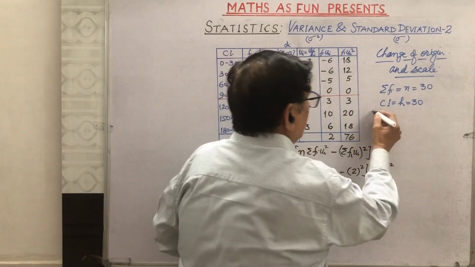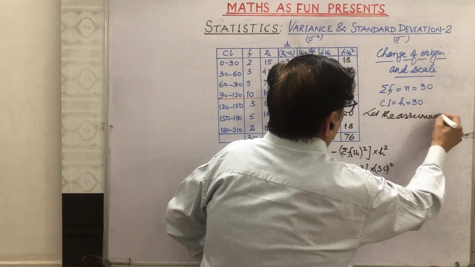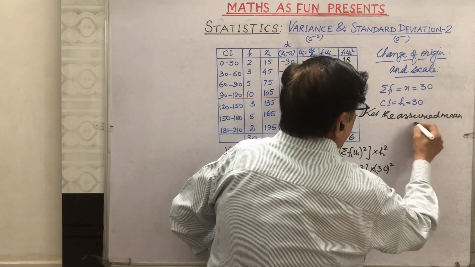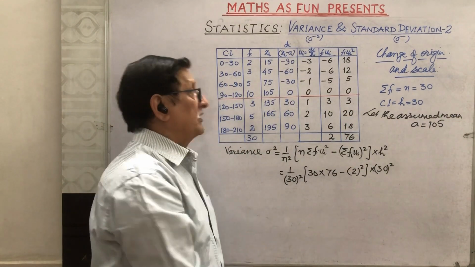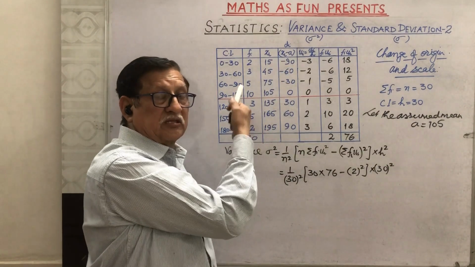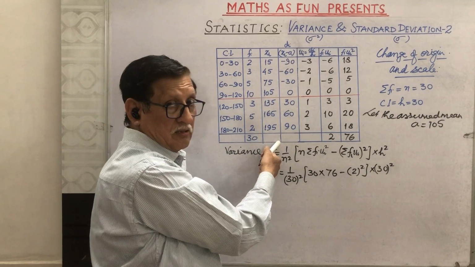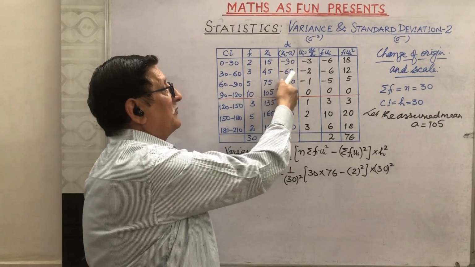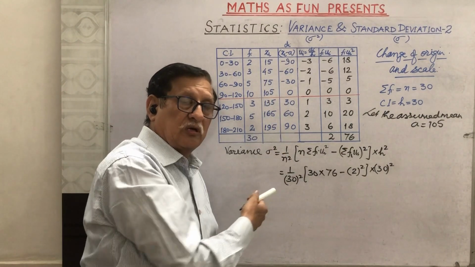Here also we are taking, let the assumed mean A be 105. In that case, we have to find out di, that is the deviation from A, xi minus A. And it is minus 90, minus 60, minus 30, 0, 30, 60, 90. The same as we got earlier.